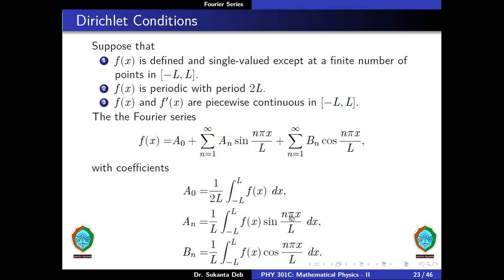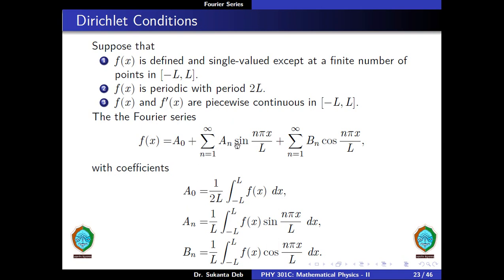Now Dirichlet conditions. Dirichlet conditions state that suppose f(x) is defined and single valued except at a finite number of points in the interval minus l to plus l. f(x) is periodic with period 2l. f(x) and f'(x) are piecewise continuous in the interval minus l to plus l.